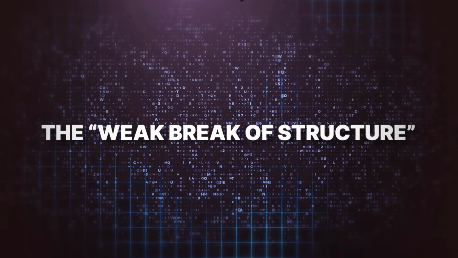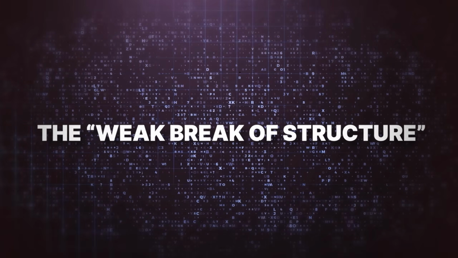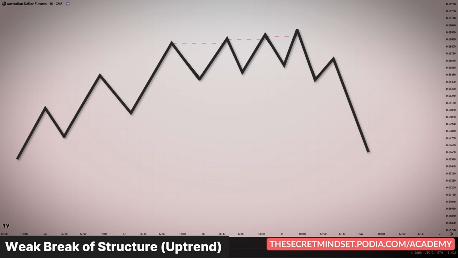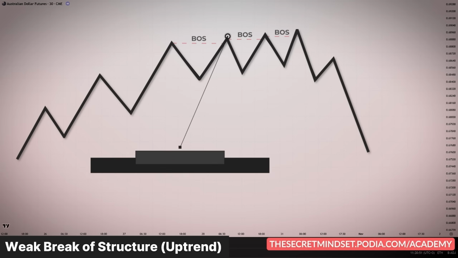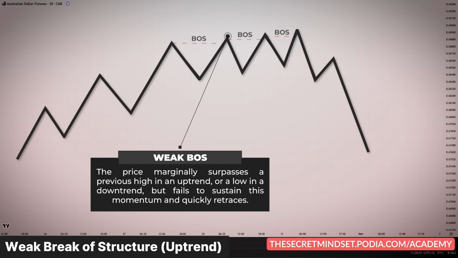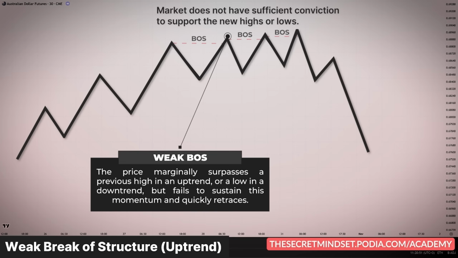Another important strategy is the weak break of structure. This signal is subtle but powerful. Now, a weak break of structure occurs when the price marginally surpasses a previous high in an uptrend or a low in a downtrend, but fails to sustain this momentum and quickly retraces. This scenario often indicates that the market does not have sufficient conviction to support the new highs or lows, leading to what we call a weak break of structure.